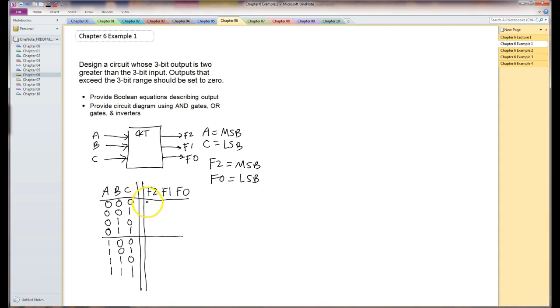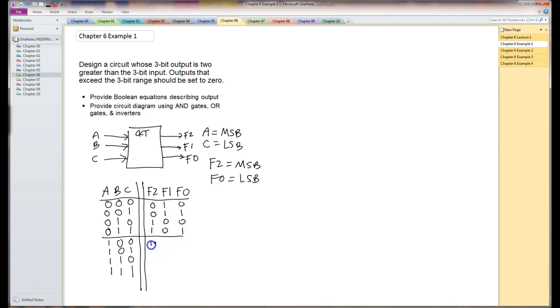The output is 2 greater than the input. In the table we have 3 inputs, so we have 2 to the 3rd possibilities. This table does in fact have 8 rows. So here we go: 0 plus 2 is 2. 1 plus 2 is 3. 2 plus 2 is 4. And if you look at this, it's essentially a binary count after this point.